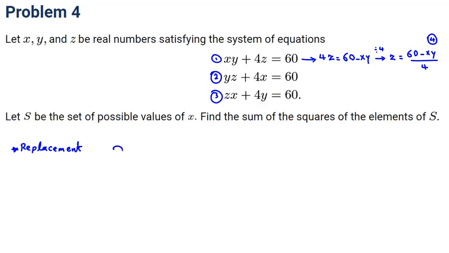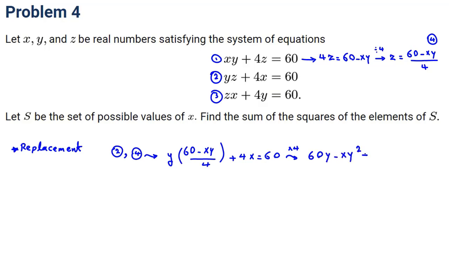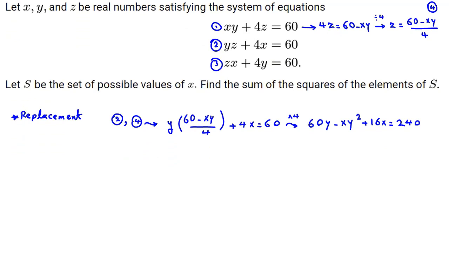If we use 2 and 4, okay, so we replace z with (60 minus xy) over 4, plus 4x equals 60. Now we multiply by 4 both sides, and we can say 60y minus xy squared plus 16x equals 240. Okay. Now we want to find x in terms of y.